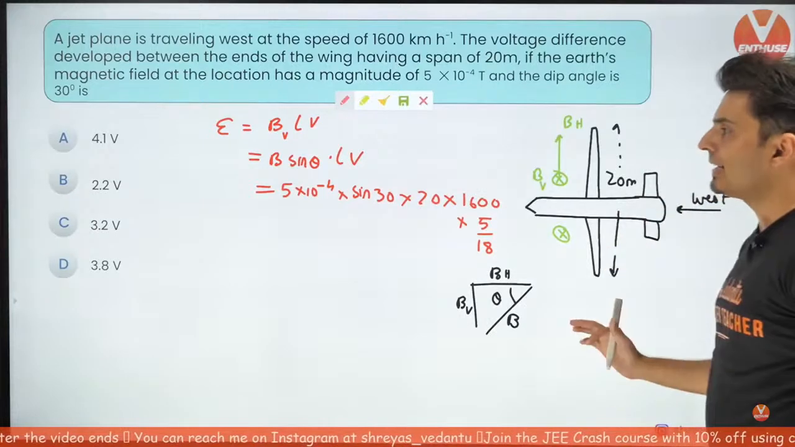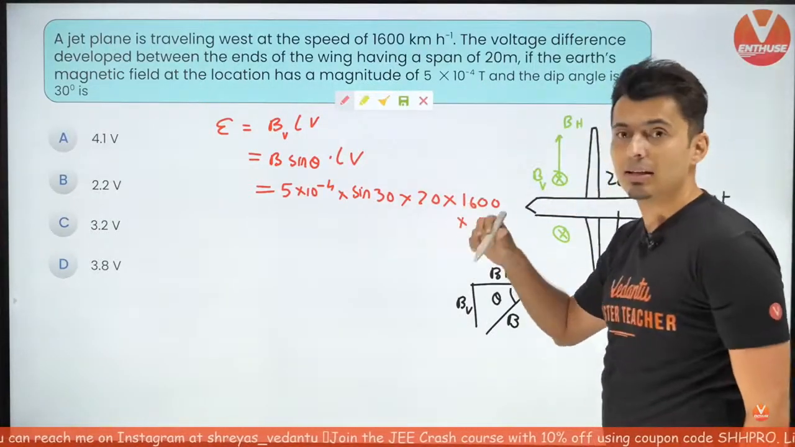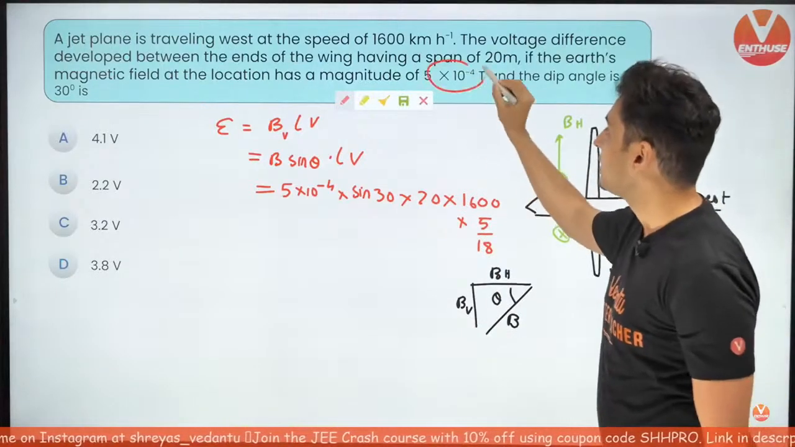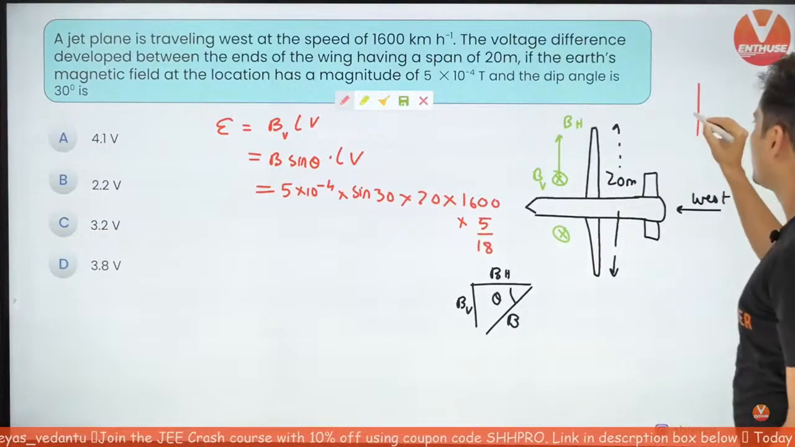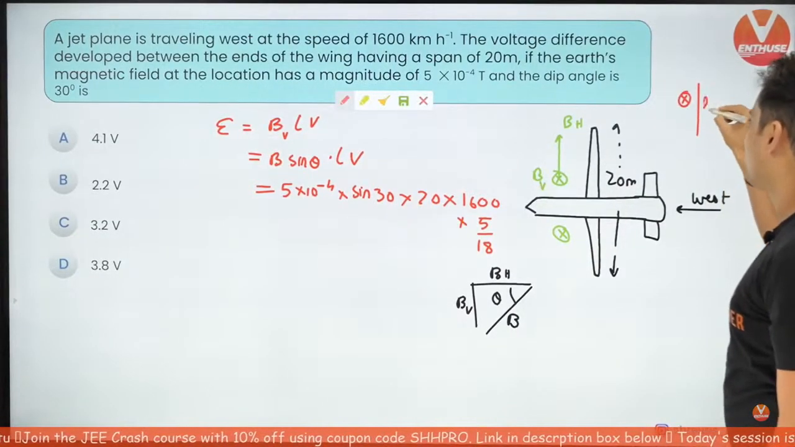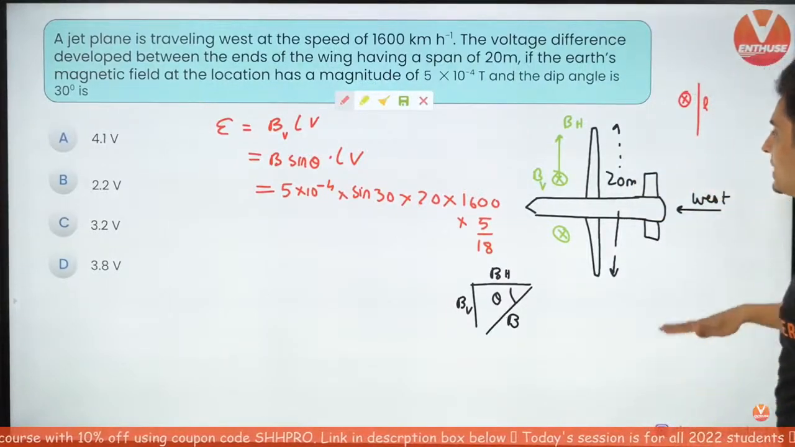So the whole idea is that here many students forget that the dip angle is there and they just use this field, and then they don't know which component to choose. So whenever you have a rod, always choose the perpendicular component to the length. That is the field which will come. Yep, that's how it is.